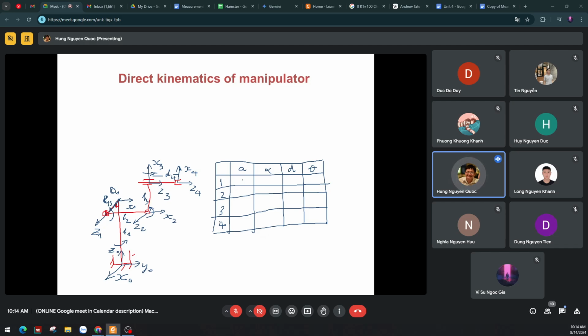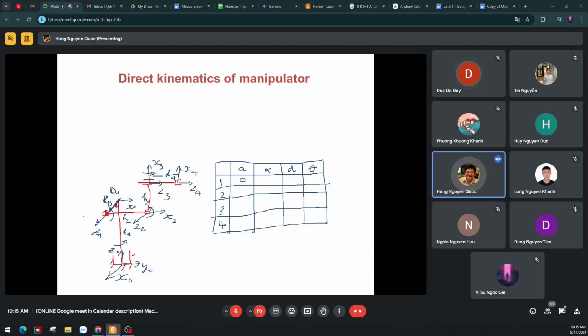A1 is the distance between G0 and G1. So in this case, G0 is here, G1 is here, and they intersect each other. Understand? So in this one, what is A1? 0. Can you understand? Yes. Okay. What is alpha 1?